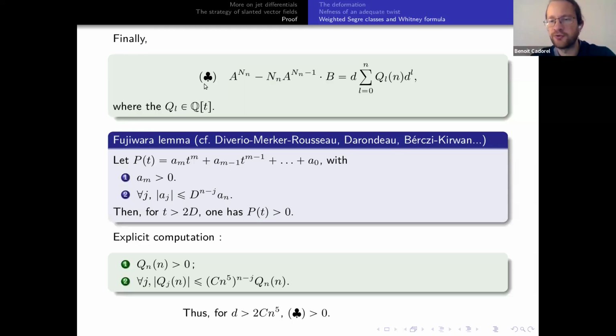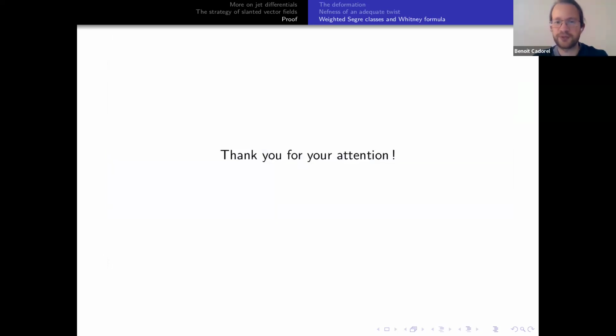And then the previous strategy works completely, and you get hyperbolicity for hypersurfaces with degree larger than some polynomial of degree 5 in the dimension of the hypersurface. So I think I will stop here. This is all I wanted to say. Thank you very much.